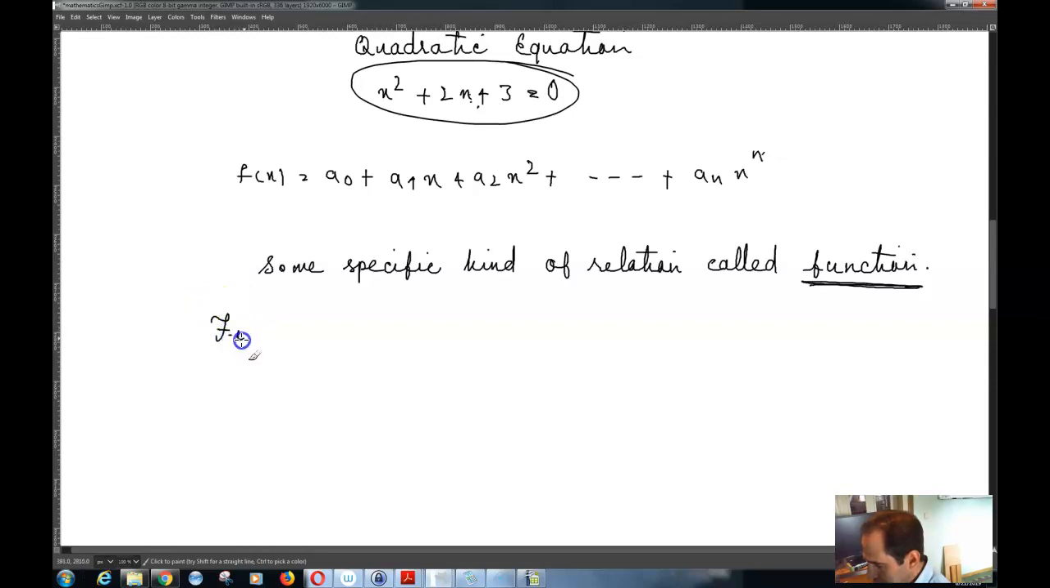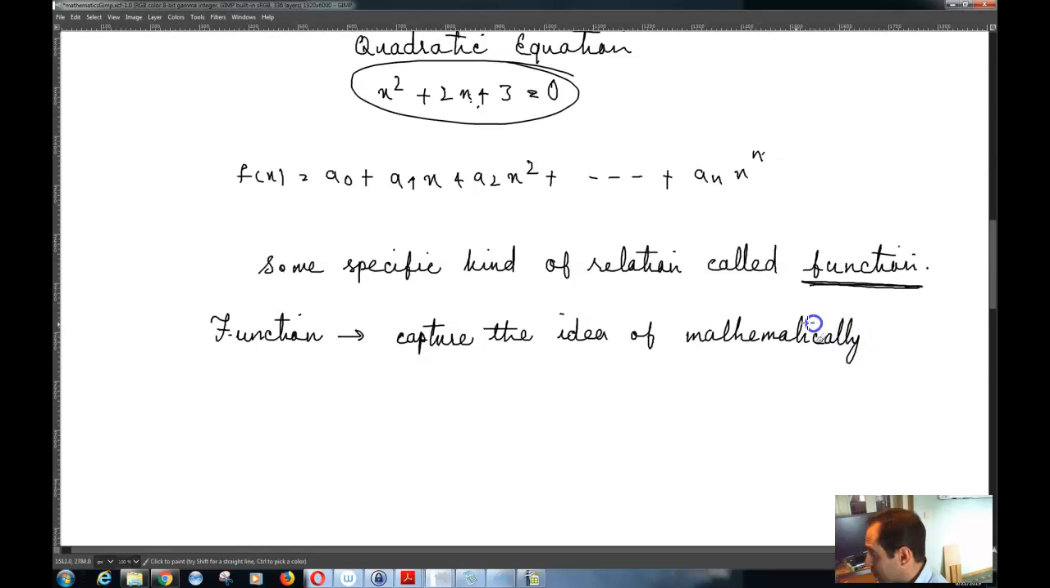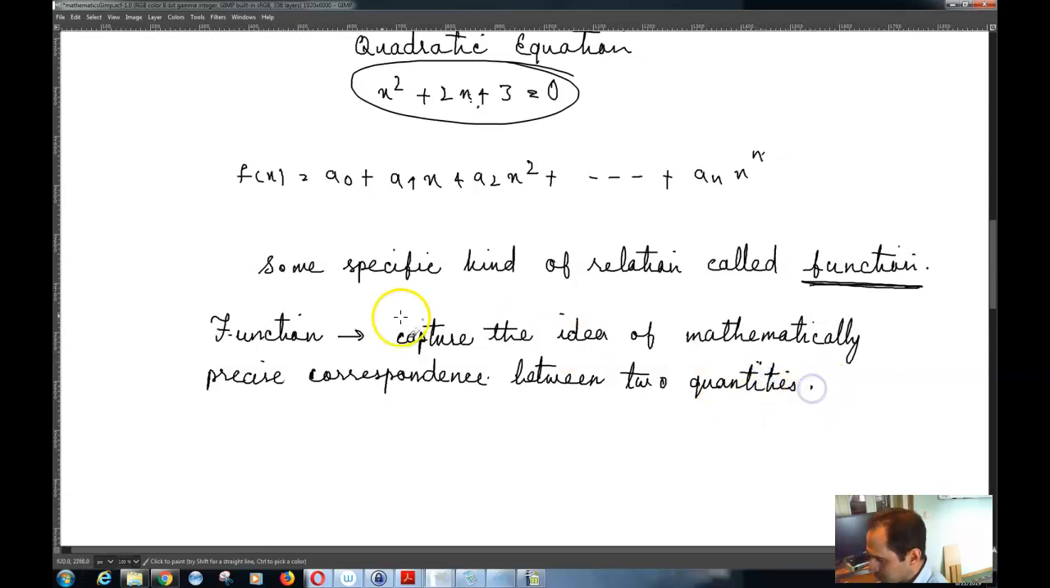a function, as very well put here, captures the idea of mathematically precise correspondence between one quantity and the other, or between two quantities. So that's basically what the function does.